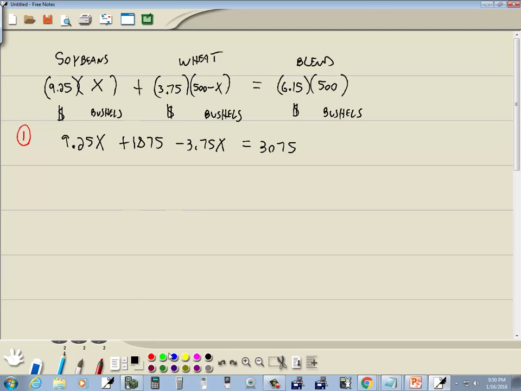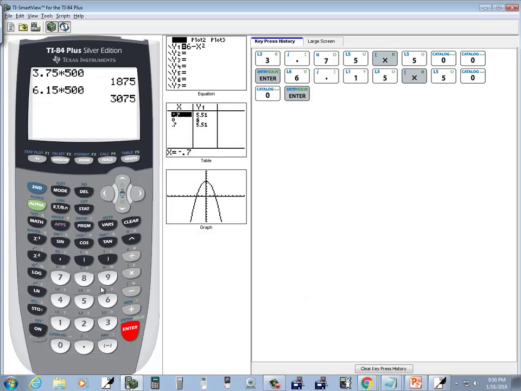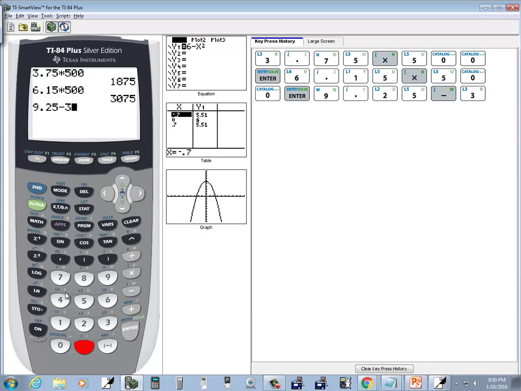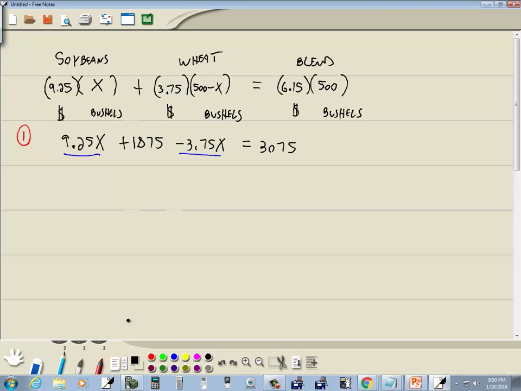Okay. Now combine like terms. 9.25X minus 3.75X. I'm going to plug it into the calculator, I'm not very good at decimals. 9.25 minus 3.75 gives us 5.5X. Plus 1875 equals 3075.